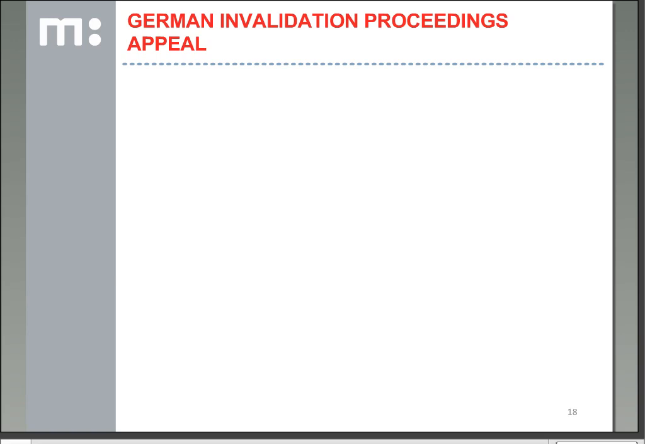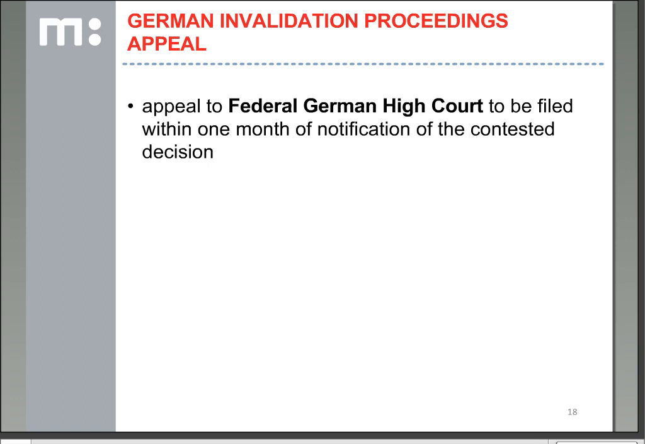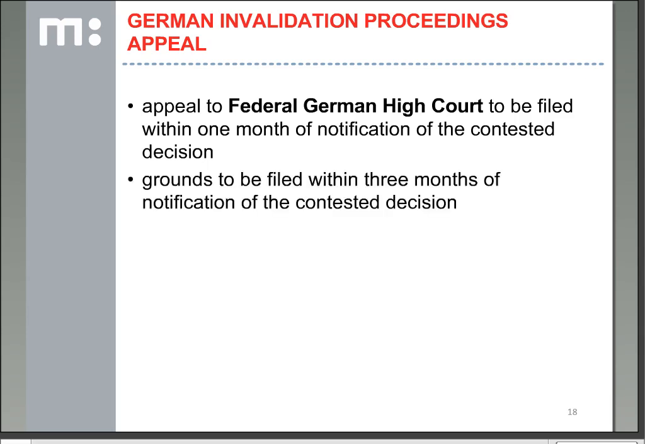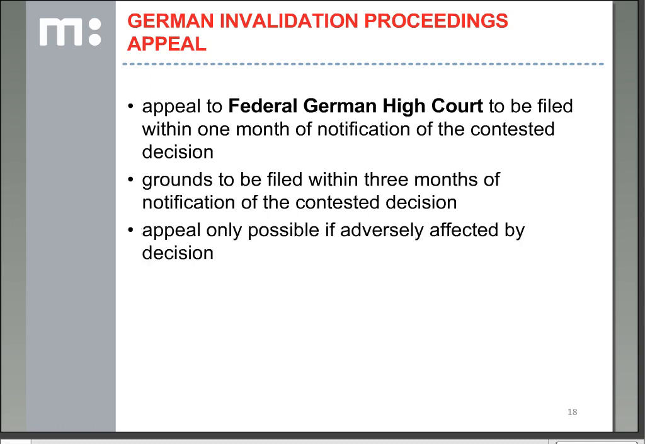If you then have your first instance decision, the question is again, can you appeal? Well, you can, and you will end up at the Federal German High Court in Karlsruhe, a very high instance, the last instance. You need to file an appeal within 1 month of the notification of the contested decision. Again, you've got another 2 months to file your grounds, and again, you're only able to appeal the decision if you're adversely affected by the decision.